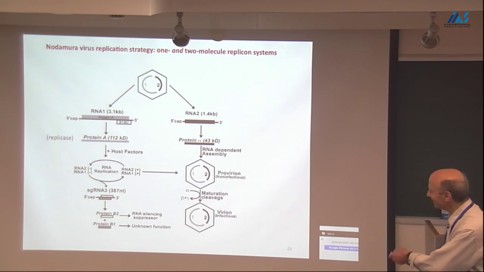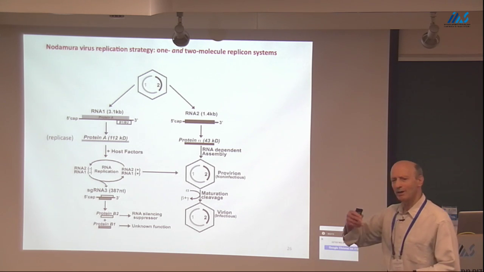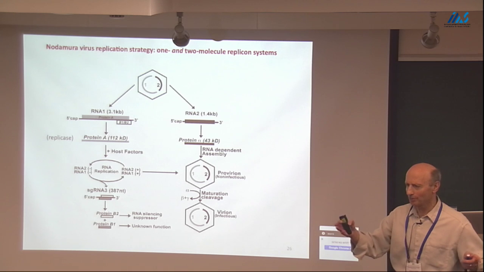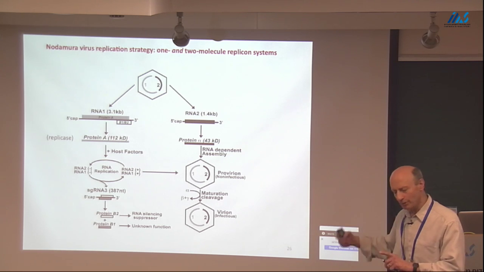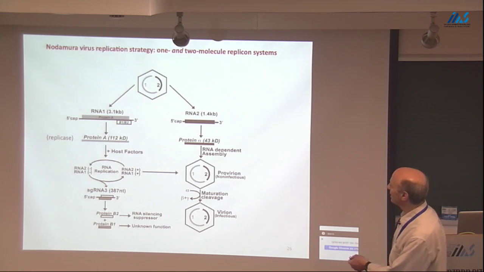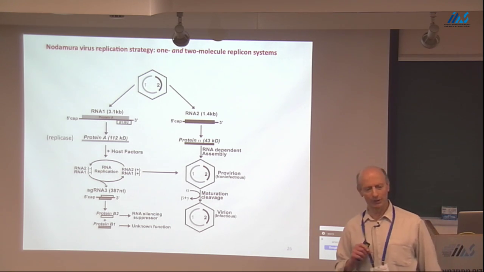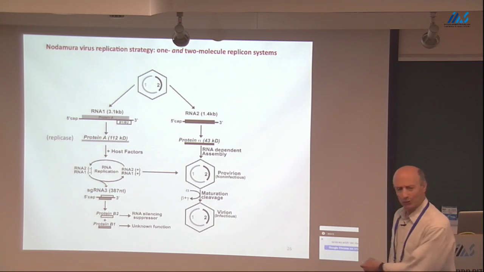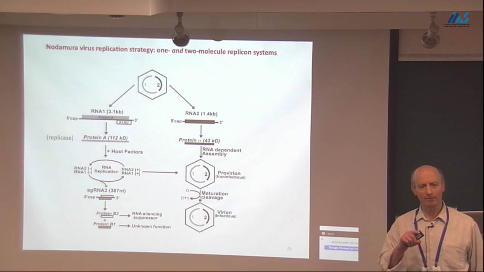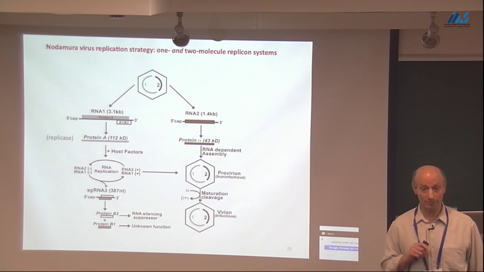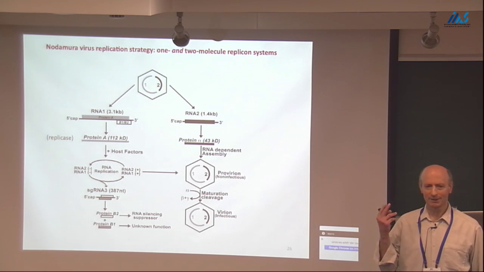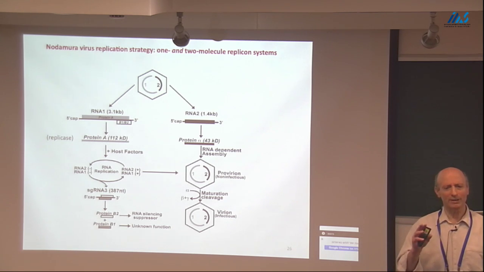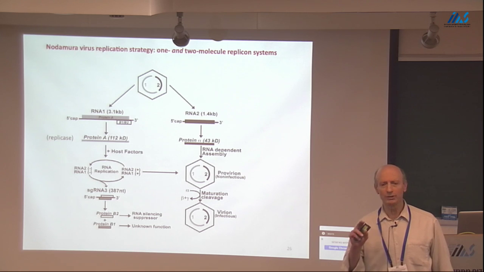So let me just tell you the same story of RNA replication, because I think that's new enough to many of you, and its relationship to high protein expression levels for genes of interest. Here's the Nodamura virus. It has a two-molecule genome. The first molecule is basically the open reading frame coding for all the RNA replicase proteins. And the second molecule codes for the capsid protein. This virus comes as close as any I know to a two-gene virus.